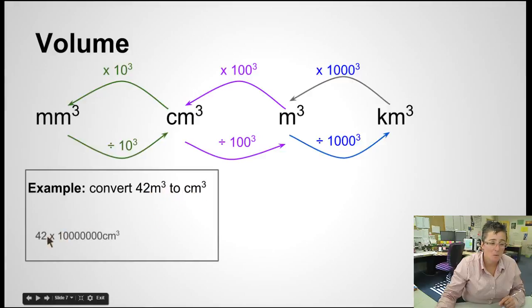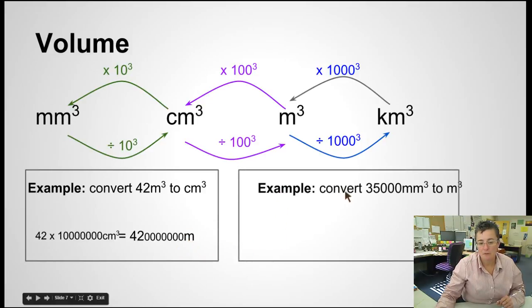So an example of that, now we're going cubed, 42 meters cubed to centimeters cubed. We are now multiplying 42 by 1,000 million. So that's 42,000 million centimeters cubed.